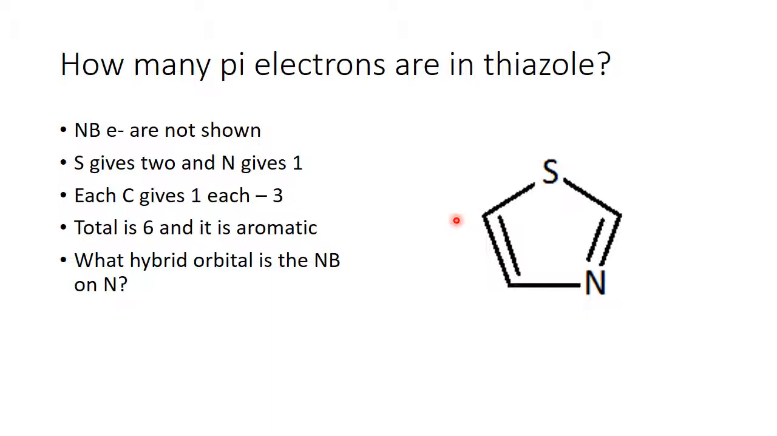So now you tell me, what hybrid orbital is the non-bonding pair in nitrogen in? It is sp2. Why? Because this has to be sp2 hybridized in order to be in the pi system. 1, 2, those are 2 of the sp2 hybrid orbitals. Right here, this bond is formed by the p orbital. So that must mean there's an sp2 orbital stuck out here with 2 electrons in it.